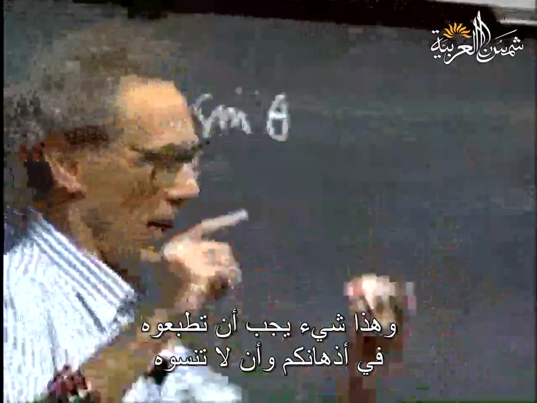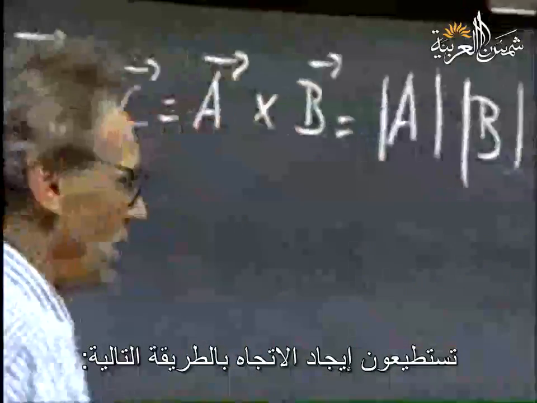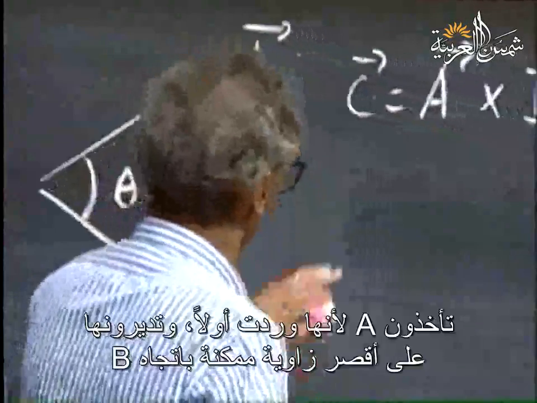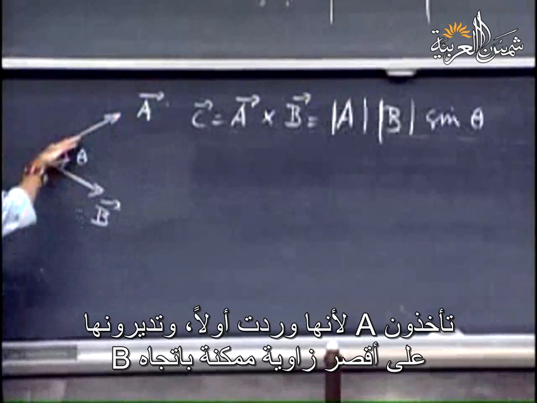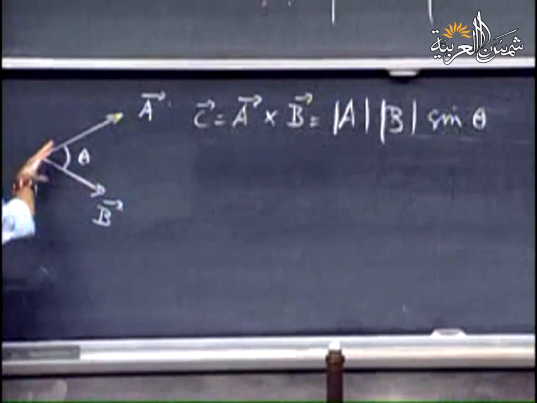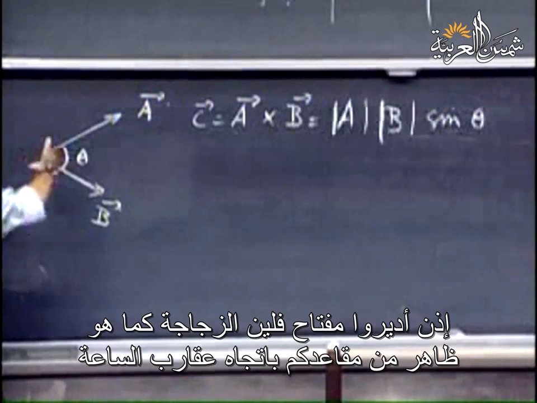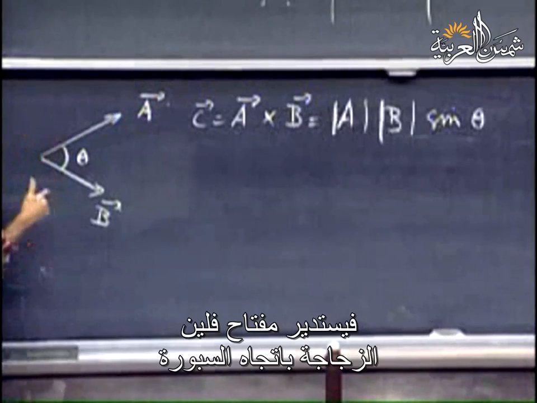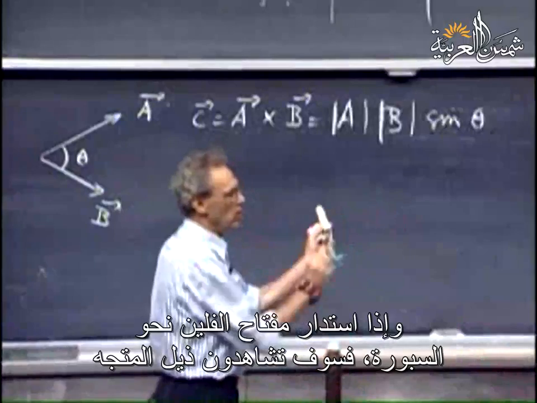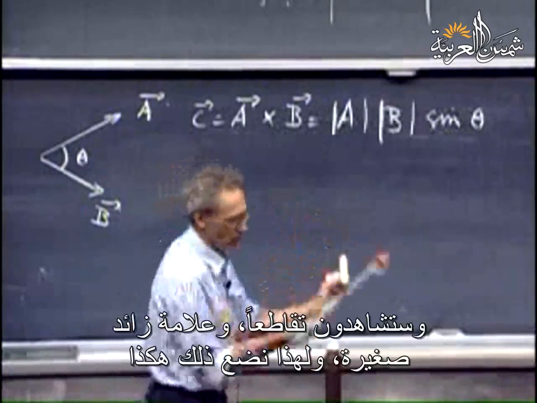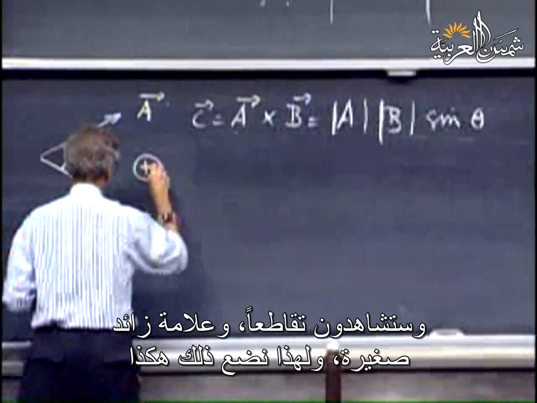And that is something that you have to engrave in your mind and not forget. The direction is found as follows. You take A, because it's first mentioned, and you rotate A over the shortest possible angle to B. If you had in your hand a corkscrew, and I will show that in a minute, then you turn the corkscrew as seen from your seat clockwise, and the corkscrew would go into the blackboard. And if the corkscrew goes into the blackboard, you will see the tail of the vector, and you will see a cross, a little plus sign, and therefore we put that like so.